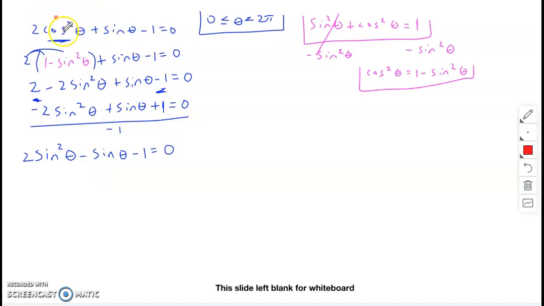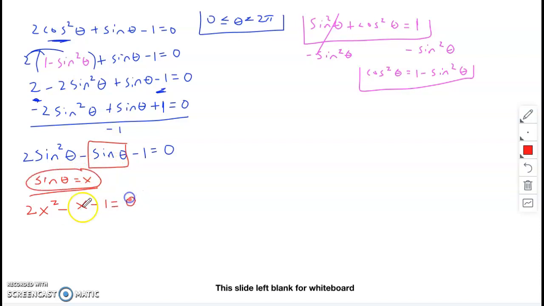All that trick was to turn the cosine into sine. Now I have a trinomial. I've got to factor this trinomial. I'm going to use a little trick of substitution, and I'm going to say, let's call sine theta x. So I'm going to replace this in my trinomial. I have 2 sine squared theta, but sine theta is x. That means 2x squared minus sine theta, but my sine theta is x, so minus x minus 1 equals 0.